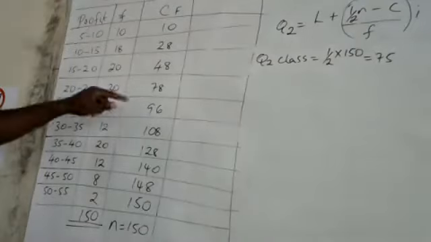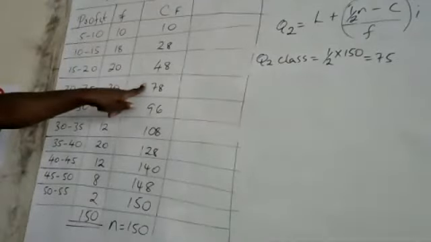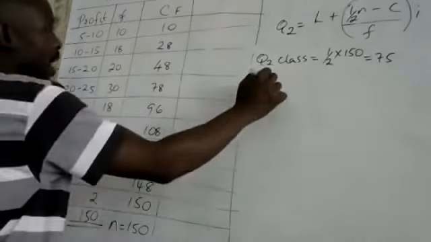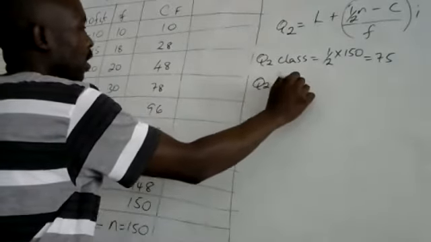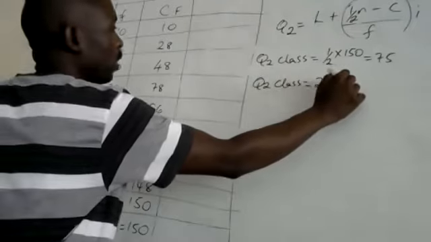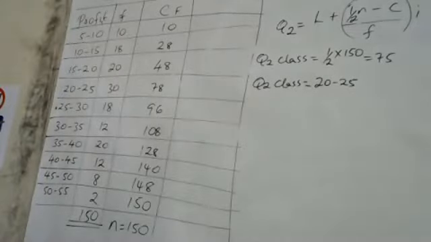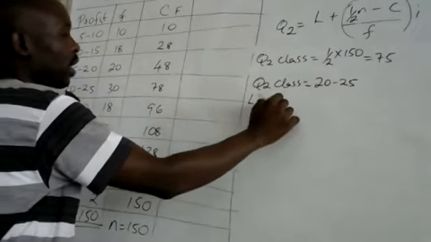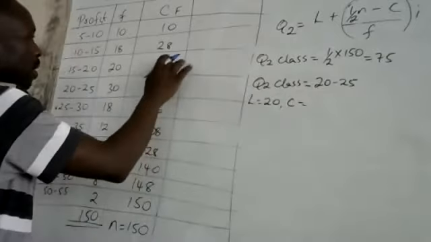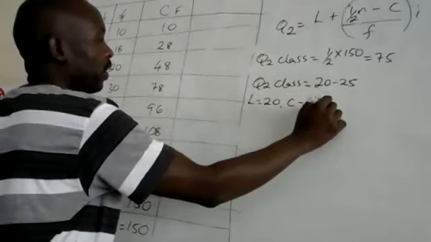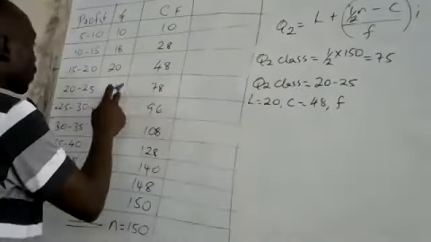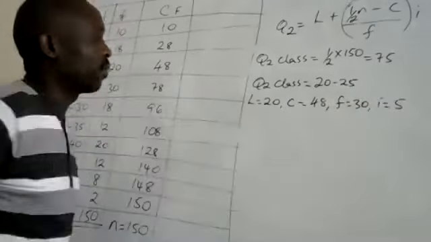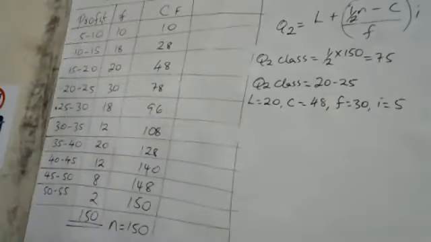Then 75 falls here, where we have 78. That is where the 75th item is going to be found. And we take that class, the Q2 class, as 20 to 25. Then we are able to get the L, which is 20, the C, the one above the 78 that we have picked, which is 48. The F is the frequency of this class, which is 30. The I is the class interval, which is 5. And N remains 150.